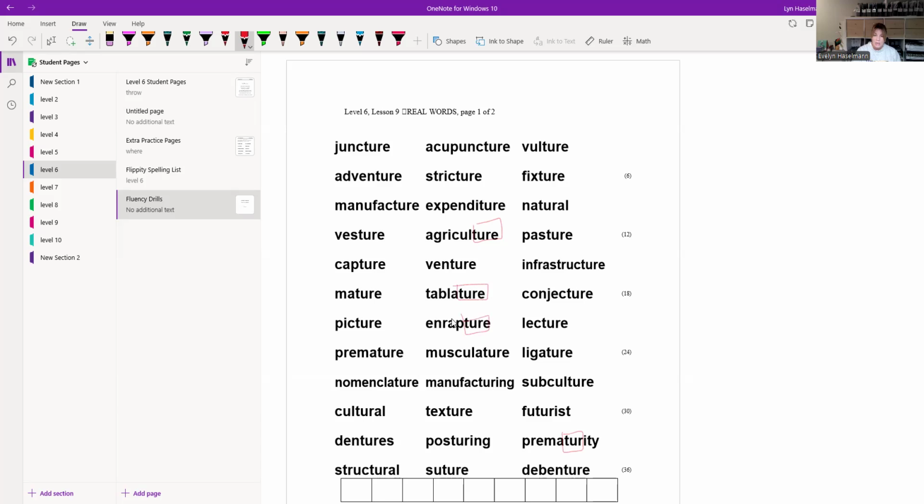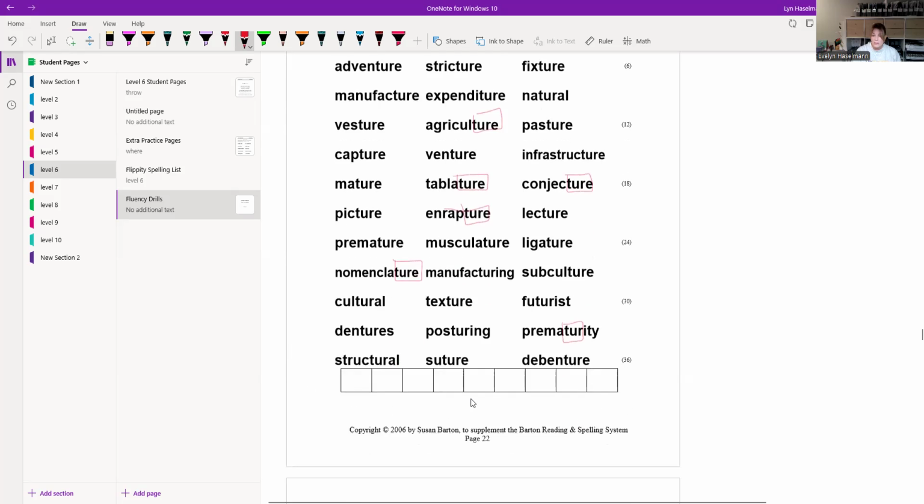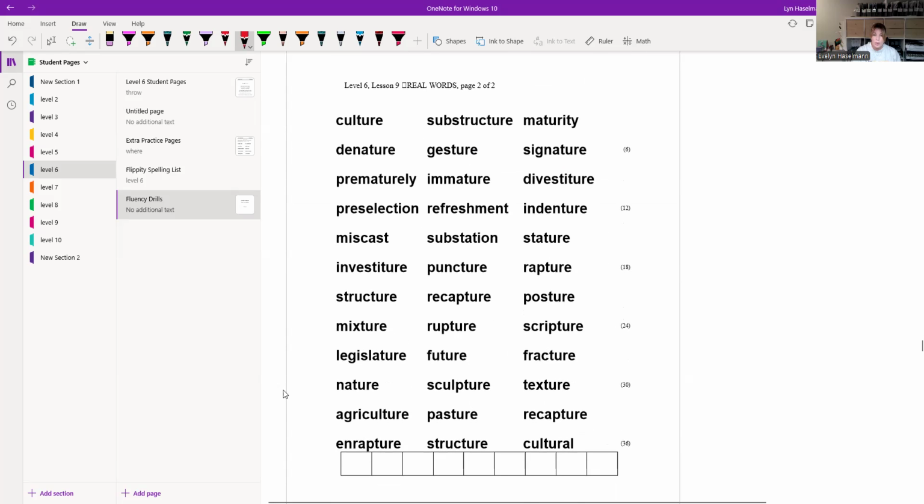And it's a good time to work on vocabulary as well. Tablature, enrapture, conjecture. Those are all probably words they don't know. Nomenclature, I love that word. So they can do that. Again, more working on cher still. So I would just make sure, again, if they're having trouble, just have them box it off. You can see we did not drop the E right here because we are adding a consonant suffix, not a vowel suffix. Different rules for vowel or consonant suffixes when it comes to dropping that silent E.